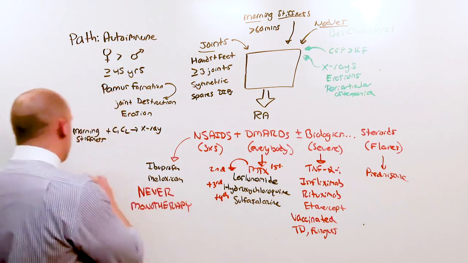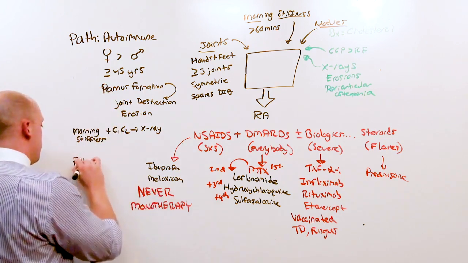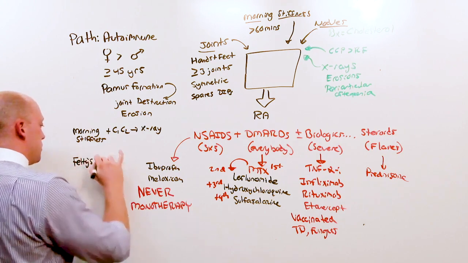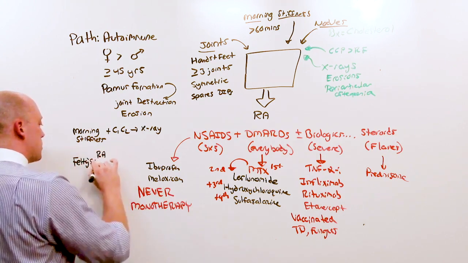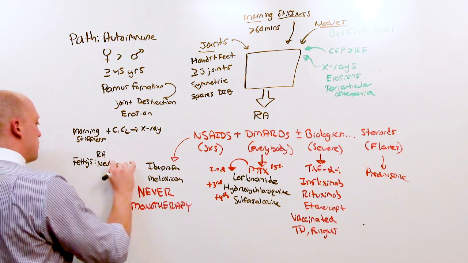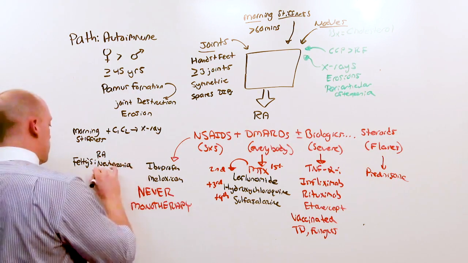The last thing is Felty syndrome. Super low yield. Rheumatoid arthritis plus neutropenia plus splenomegaly.